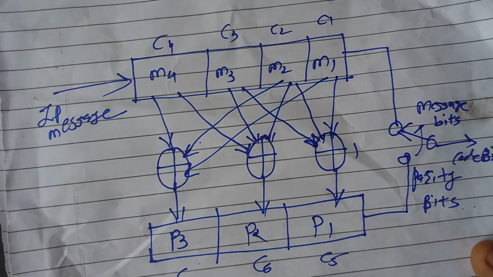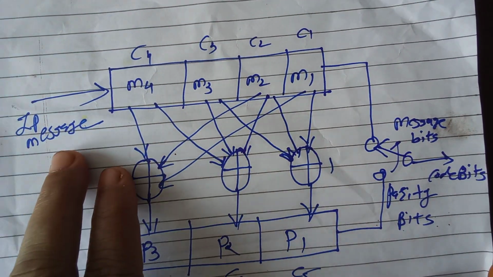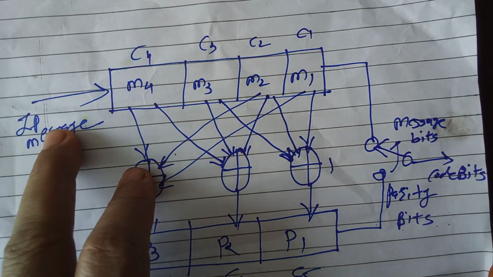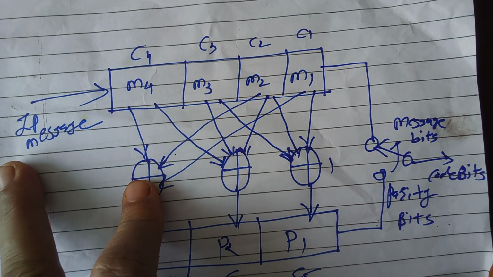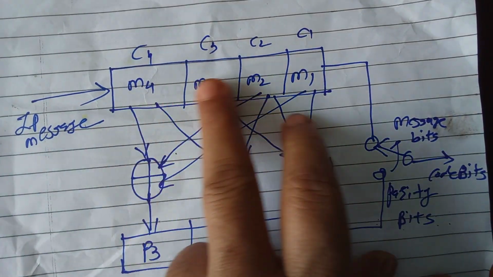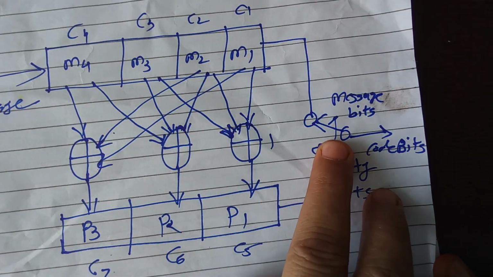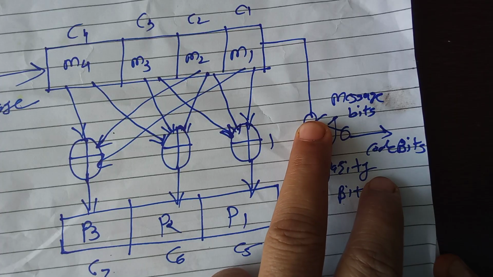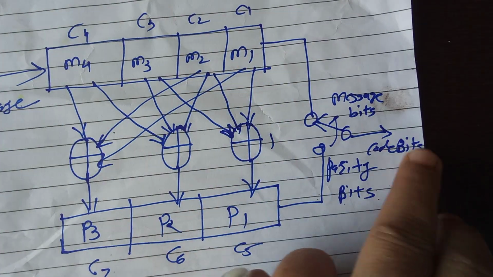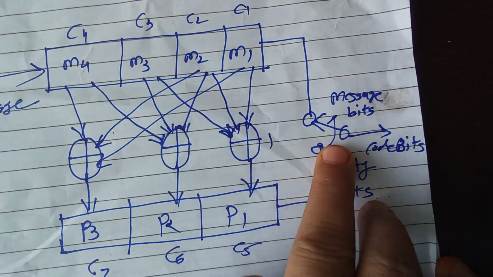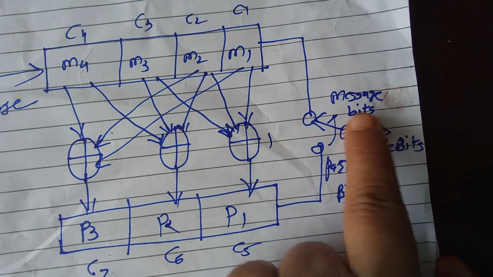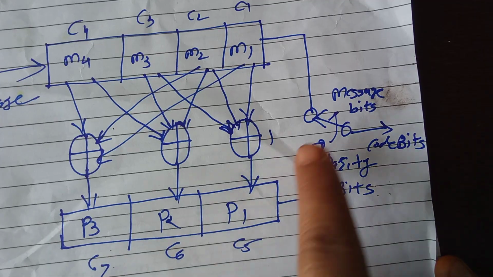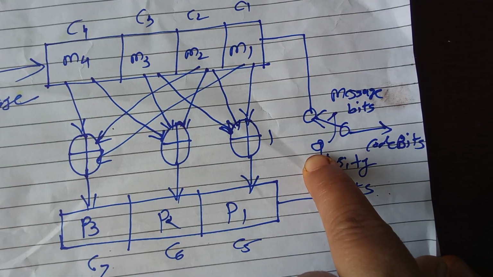So the input message comes first. Here M1, M2, M3, M4 appear, and they are shifted into these blocks. After that there is a switch which is connected to this pole. Then it will take M1 first, then M2, then M3, then M4. That means C1, C2, C3, C4 appear here. After that, C5, C6, C7 will be shifted here.